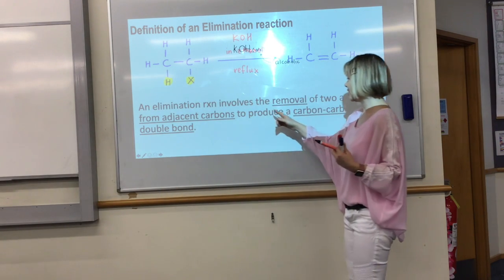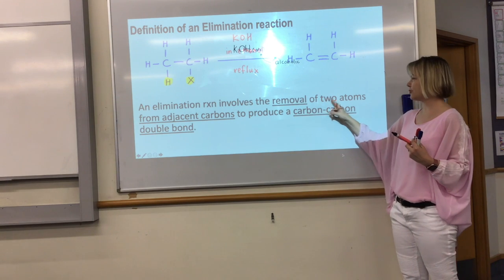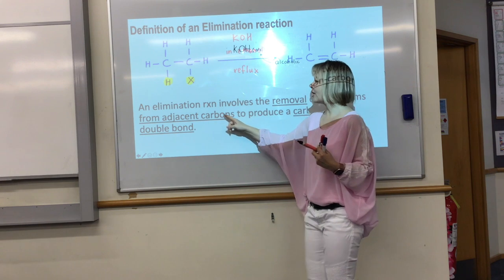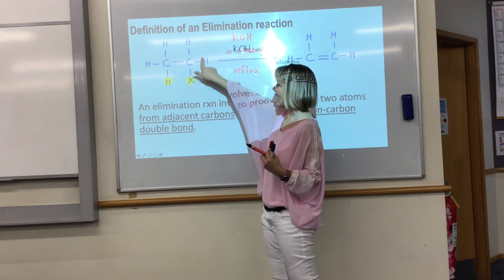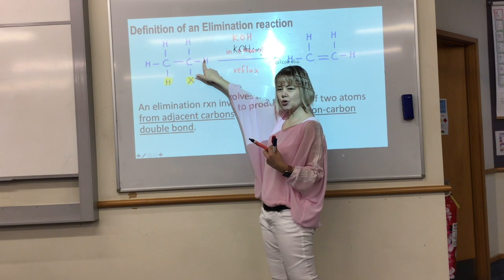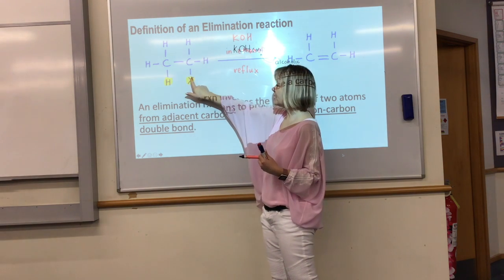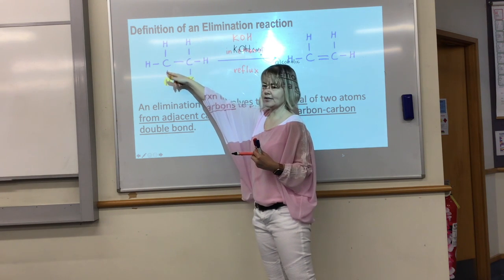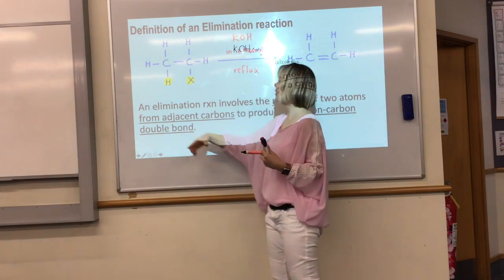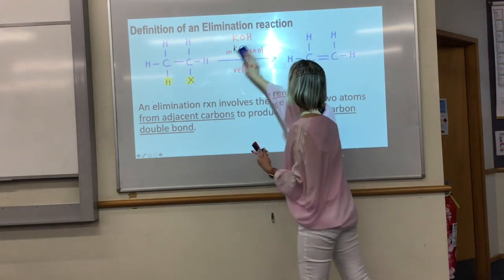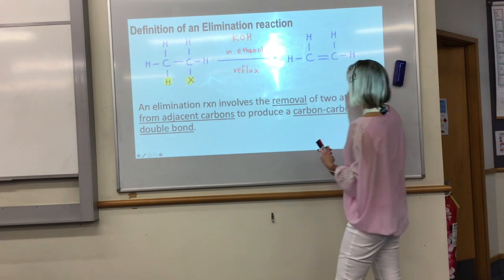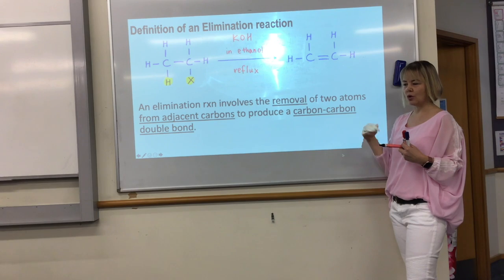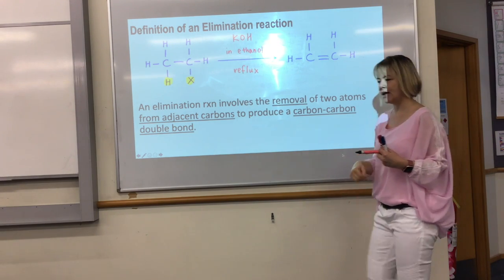An elimination reaction involves the removal of two atoms, and it's from adjacent carbons. You can't lose this halogen and this hydrogen, because otherwise you wouldn't get a double bond form. So it needs to be the halogen, and then you just look at the adjacent carbon and take an H off that one, and that's where you get the double bond forming between those two carbons there. So elimination reactions always produce alkenes.